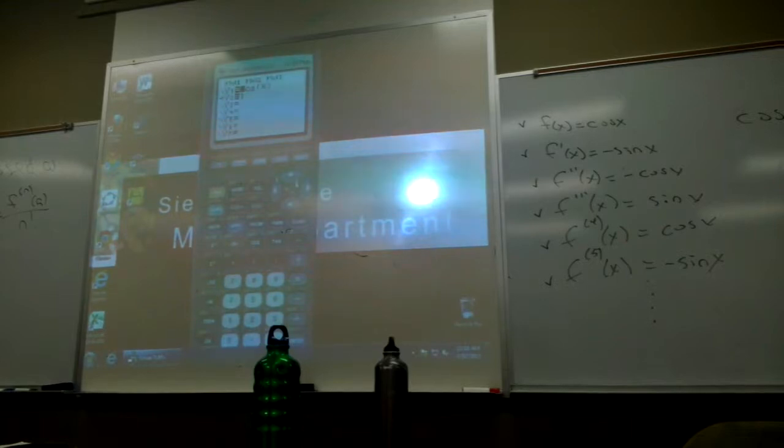And now when I go into my equation editor, I will add to this by minus. You guys, what is that fraction? Is it 1 over 2 factorial? Times my x to the second power. And now check out what happens. There's my cosine graph.